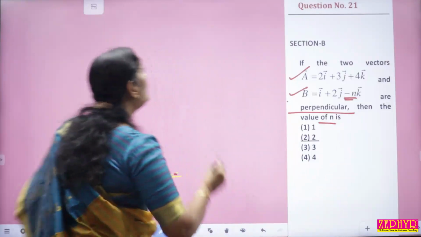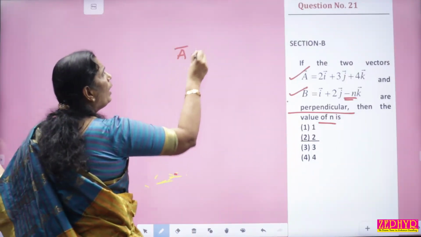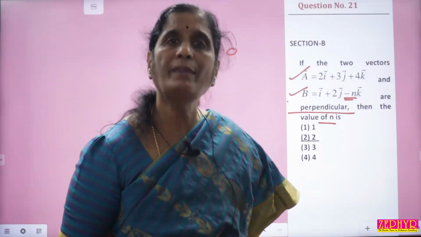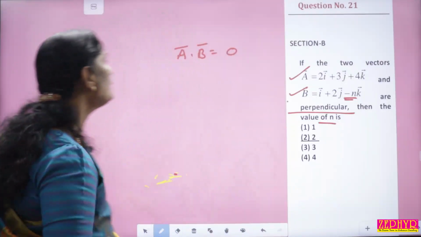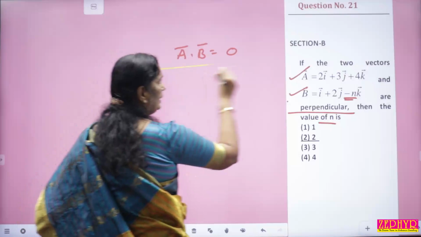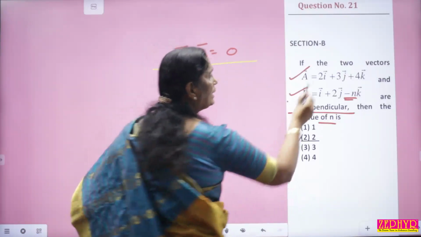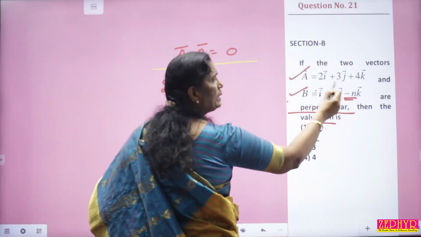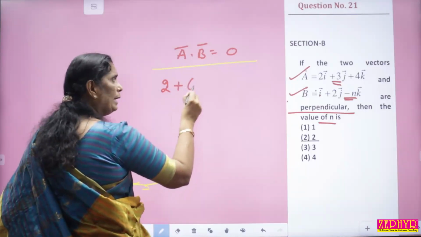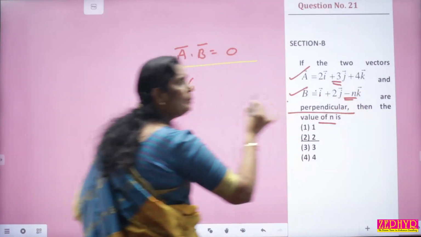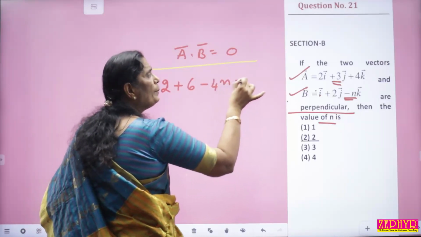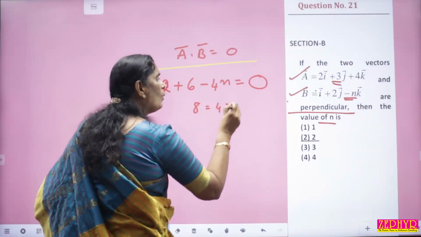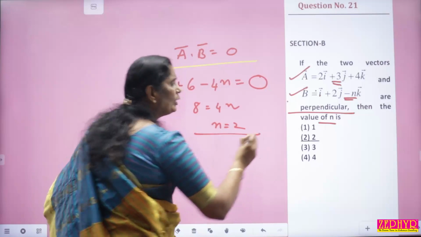We know that when 2 vectors are perpendicular, A bar dot B bar will be 0, because A bar dot B bar is mod A mod B cos 90, and cos 90 is 0. So that concept will apply. Now find A bar dot B bar by taking the coefficients. i coefficient 2, i coefficient 1, 2 into 1, 2. Plus j coefficient 3, j coefficient 2, 3 into 2, 6. k coefficient 4, k coefficient minus n, minus 4n. This is A bar dot B bar, perpendicular, so 0. Solve. 8 is equal to 4n. What is n? n is equal to 2. So n is equal to 2 will be the answer.